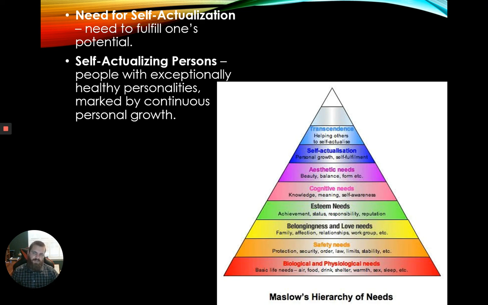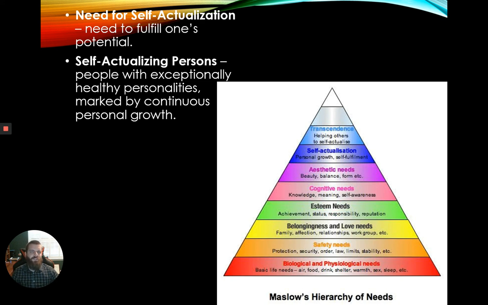So a self-actualizing person is somebody who's made it to the top of the pyramid and has a very healthy personality, lots of continuous growth, lots of acceptance of themselves, and then they can try to actually help other people build on those things themselves. And so the pyramid here, as you might see, biological and physiological needs is at the bottom. You move up to the next level, safety, the next level, belongingness and love, the next level, esteem, and then you can just keep going. No need to read them all out.